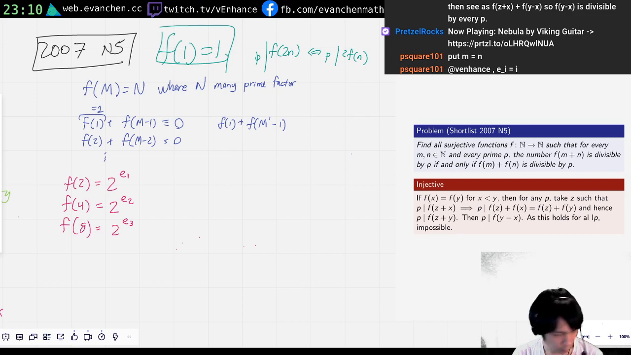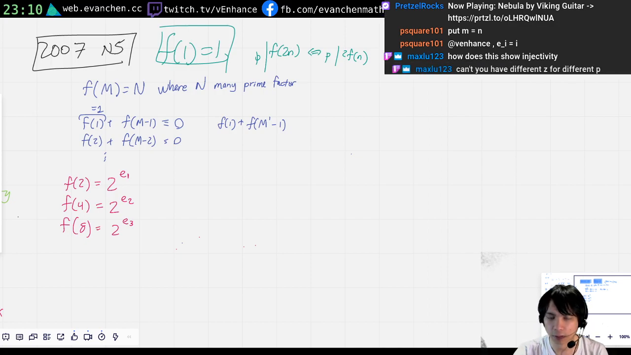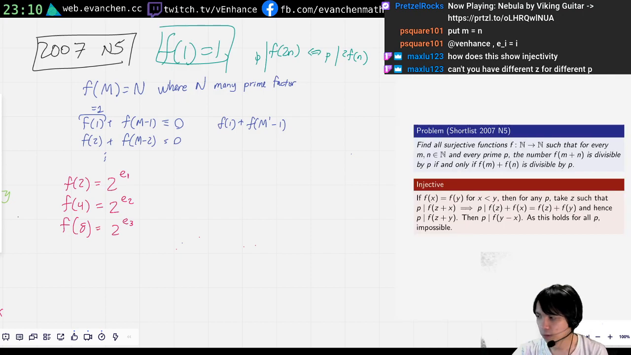Okay, why is e1 equal to 1 at p squared? Look at the smallest n such that v2 of f of n equals v2 of n. Wait, what did I... So like if f of 2 is equal to... I misspelled it. How did that happen? That was not even the same line. Well, f of y minus x. Yeah, so z can vary for p, but the conclusion is p divides f of y minus x, and that one is independent of z.